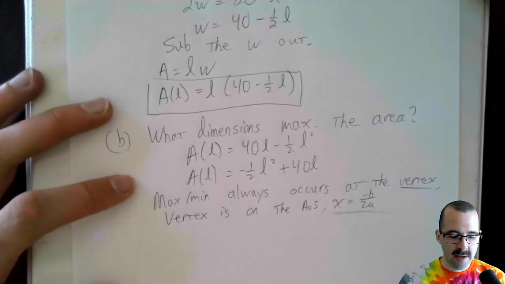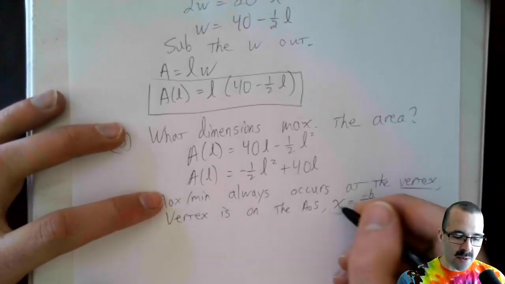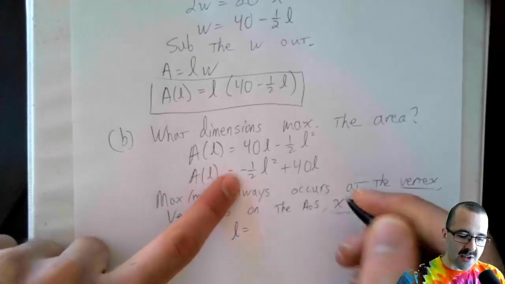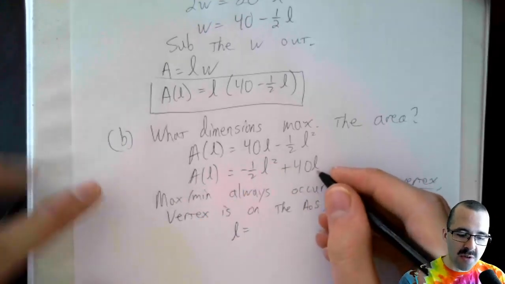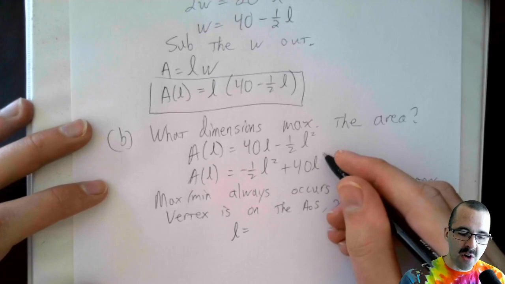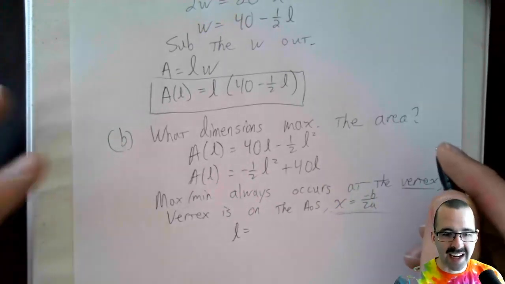Okay. So we need to find that. So we don't have x's here, actually. We have l's. So L is going to be negative b. B is the coefficient of the linear term. The coefficient of the variable with no exponent. Technically has an exponent of 1, but that's splitting hairs.